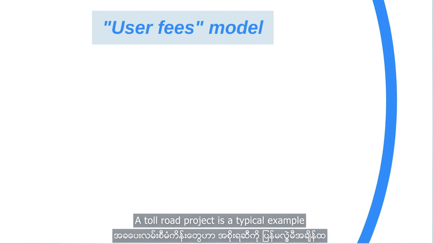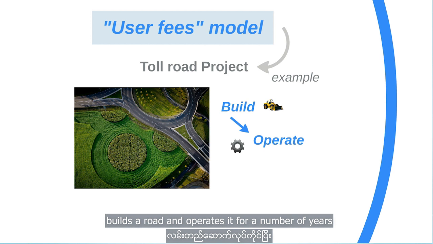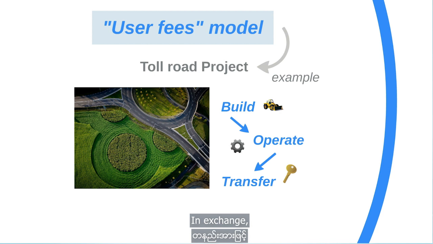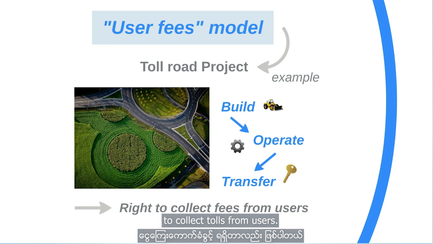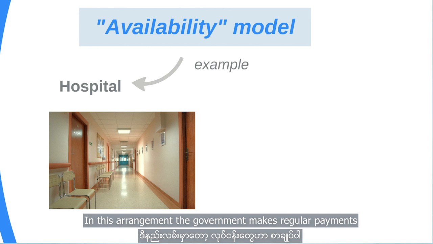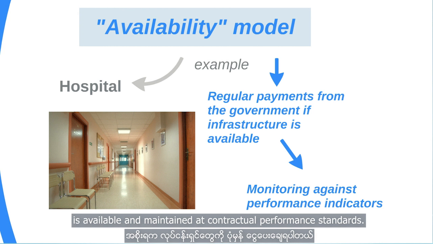A toll road project is a typical example of the user fee approach where the private company builds the road and operates it for a number of years before transferring the ownership back to the government. In exchange, the private partner has the right to collect tolls from users. The availability payment approach has been used extensively in the social sector to build and maintain hospitals and schools. In this arrangement, the government makes regular payments to the private partner, provided that the public asset is available and maintained at contractual performance standards.